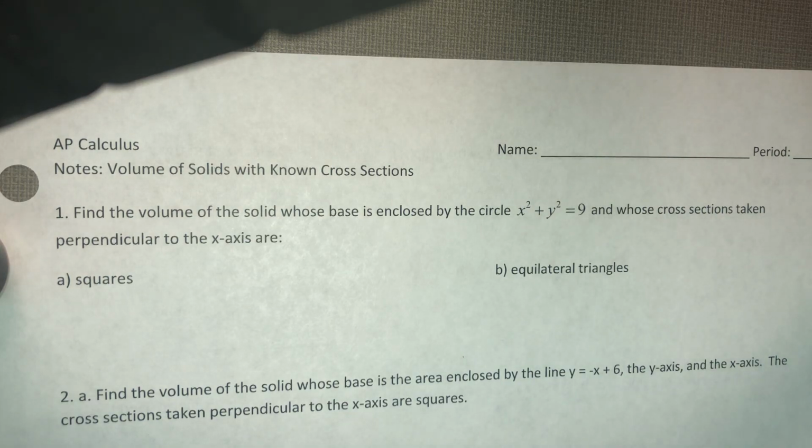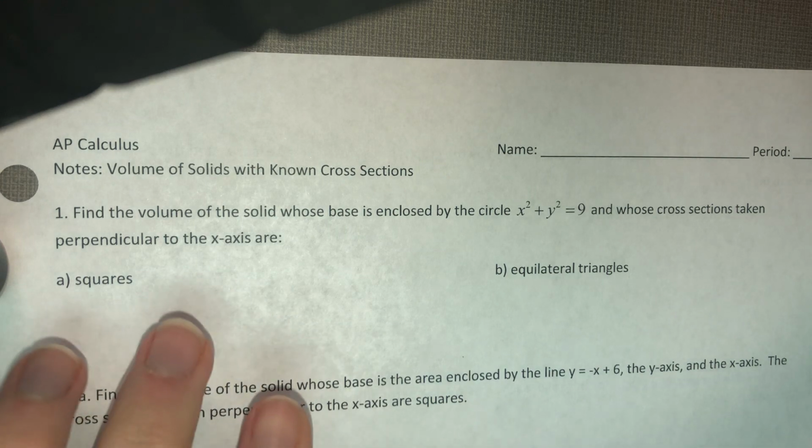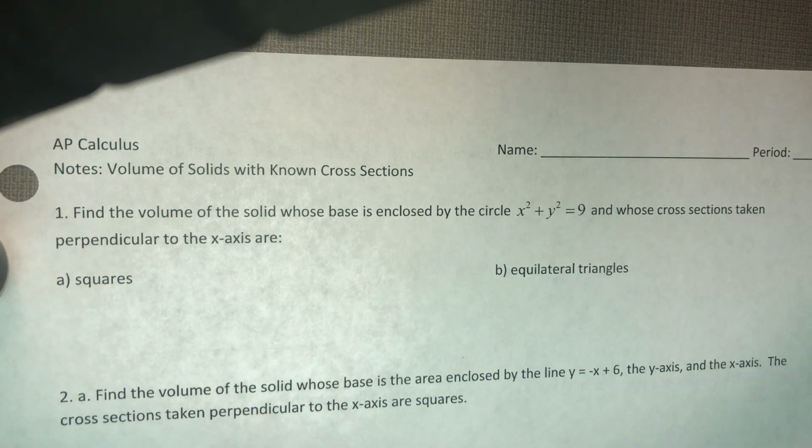Hi, today we are going to be learning about finding the volume of solids with known cross sections. Our first problem says find the volume of a solid whose base is enclosed by the circle x squared plus y squared equals 9 and whose cross sections taken perpendicular to the x-axis are, for part A, squares. We'll just focus on that to start.